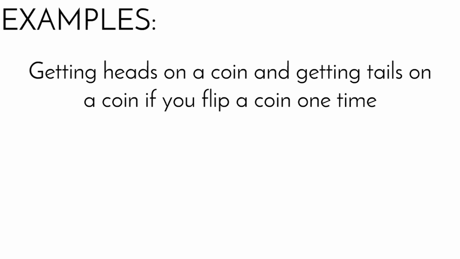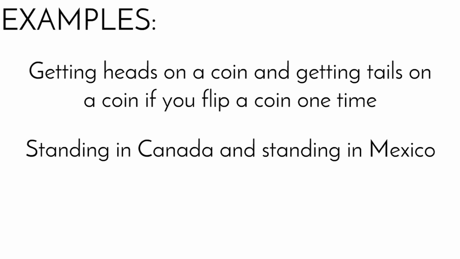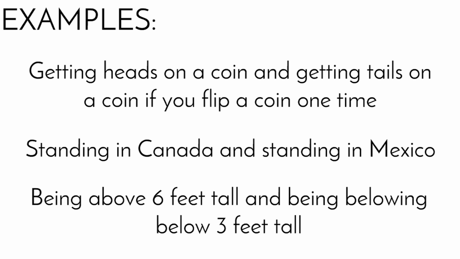Suppose you flip a coin one time. Getting heads and getting tails are mutually exclusive. You can get one or the other, but you can't get both heads and tails at the same time. If you're standing in Canada and standing in Mexico, those are mutually exclusive events. You can't stand in Canada and Mexico at the same time. Being above 6 feet tall and being below 3 feet tall, again, you can't do both of those at the same time, so they're considered mutually exclusive.